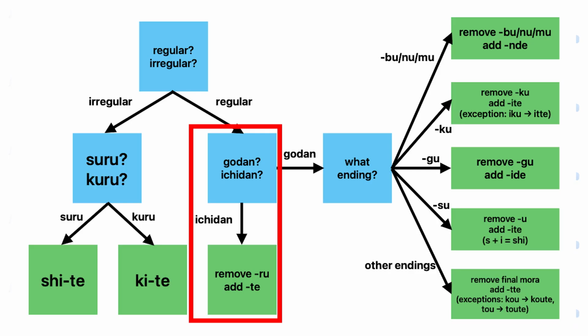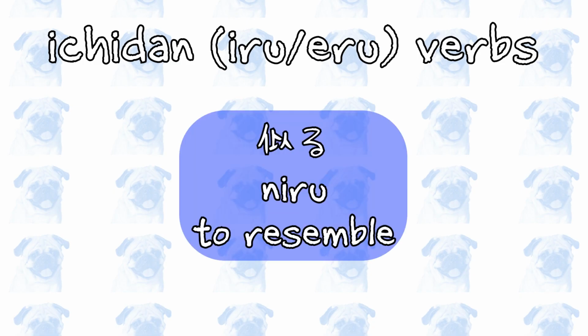All ichidan verbs end in either iru or eru. So drop the ru at the end and add te. Here's one example. The ichidan verb niru, to resemble. Drop the ru and add te, as in nite. Niru, nite.